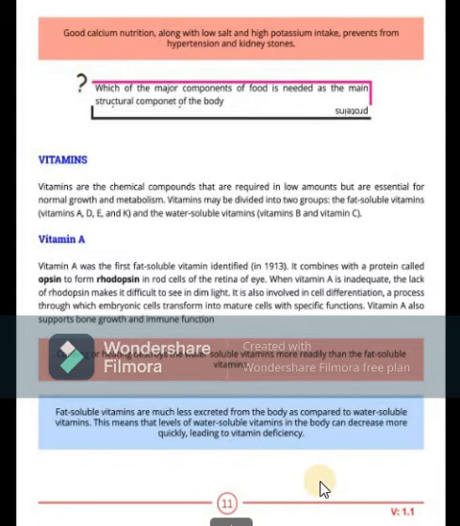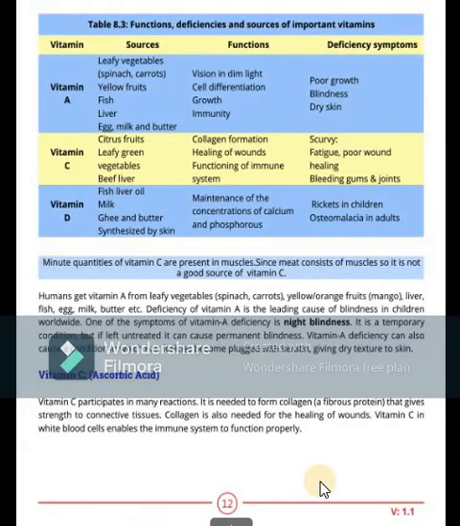Vitamin A was the first fat-soluble vitamin identified, and it combines with a protein called opsin to form rhodopsin in the rod cells of the retina of the eye. So when vitamin A is inadequate, the lack of rhodopsin makes it difficult to see in dim light, and it is also involved in the process of cell differentiation. What is cell differentiation? It is actually the process in which the embryonic cell transforms into mature cells with a specific function. Vitamin A also supports bone growth and increases immune function.